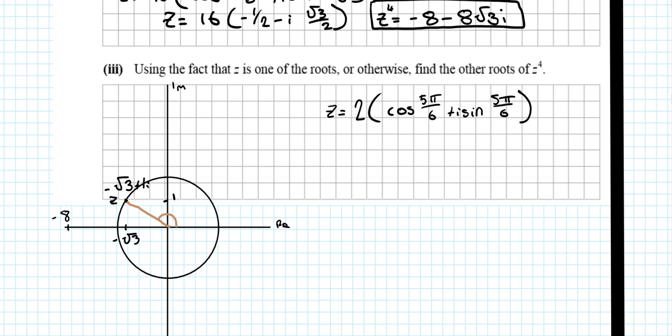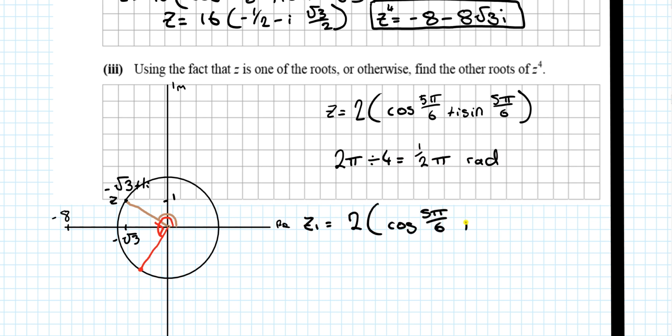Okay, well I want 4 answers. So I need to go 2 pi divided by 4, which is equal to half pi radians, or 90 degrees. So basically what they're saying is the other answer is going to be here, because it's another 90 degrees. So how big is this red angle? It's going to be the brown angle plus 90 degrees. So z1 is equal to 2 cos 5 pi over 6 plus i sine 5 pi over 6.